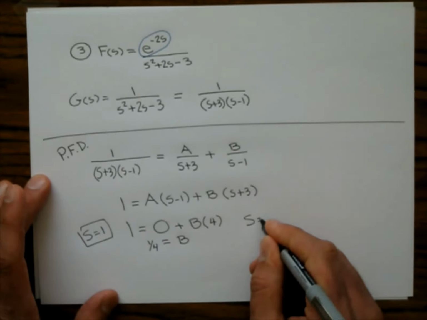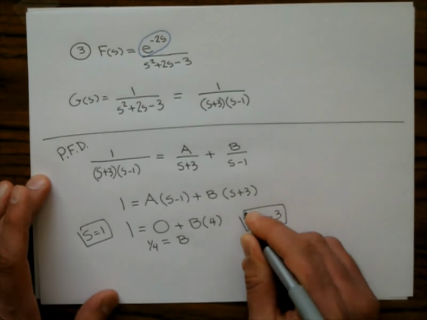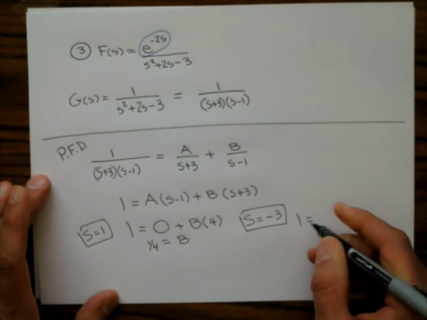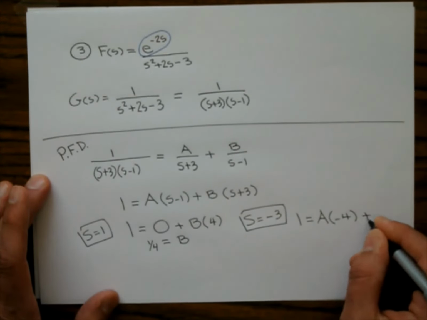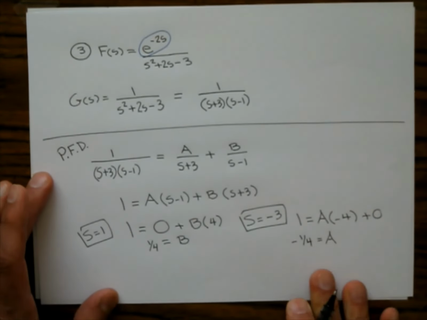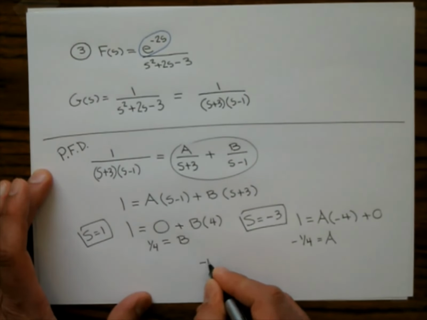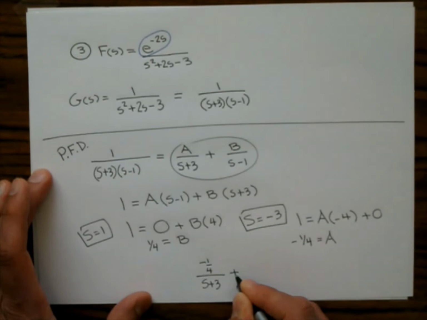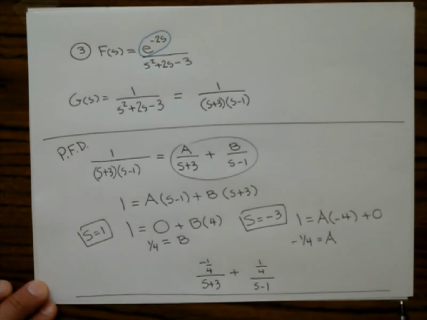Okay, and then I'm going to go s equals negative 3 in the same equation right here, to zero out the other guy, and I'm going to get 1 equals A times negative 4 plus 0. So this A equals negative 1/4. And so it looks like my partial fraction decomposition, which is right here, is negative 1/4 over s plus 3 plus 1/4 over s minus 1. Okay, so that was my partial fraction decomposition.